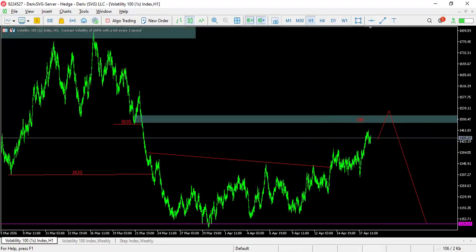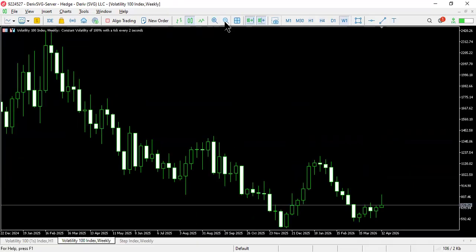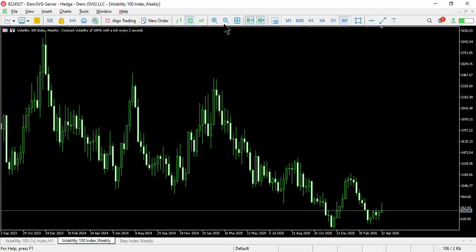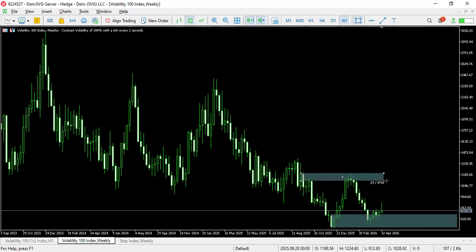Moving over to volatility 100. We can see price just stepped into this weekly demand zone, and then our supply zone is right there. Therefore, our bias is very clear from the weekly time frame. We can see the buyers stepped in and formed the tweezer bottom to indicate the buyers are ready to push the price up. So that is a tweezer bottom from the weekly time frame.